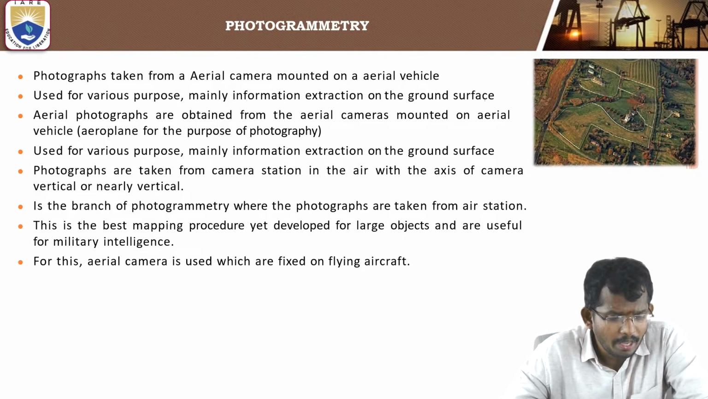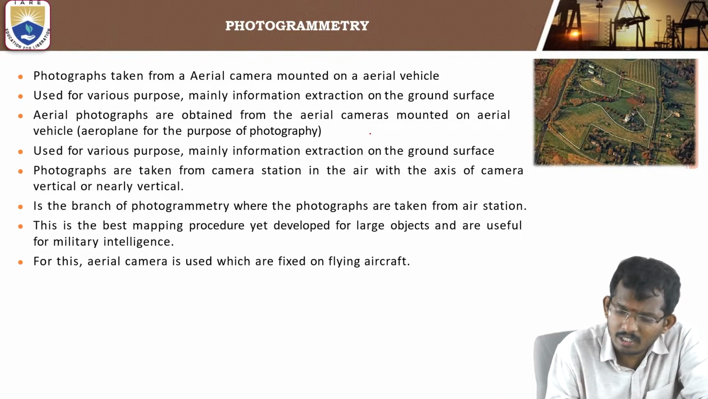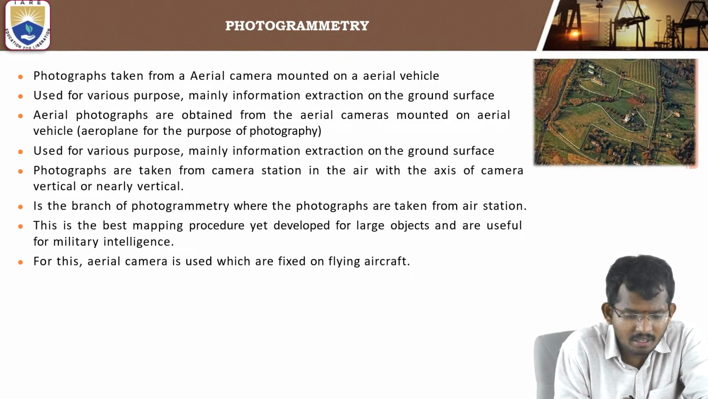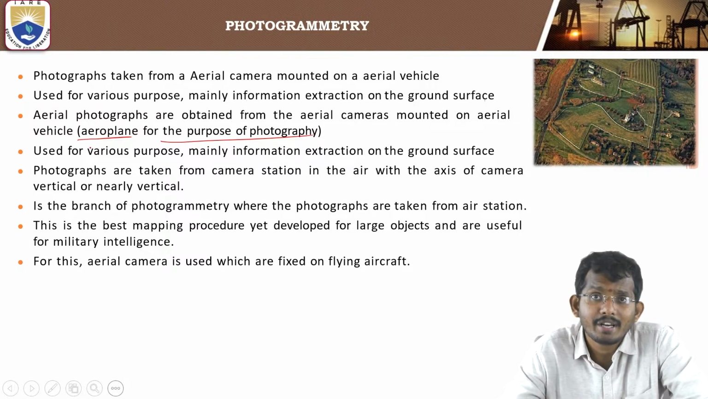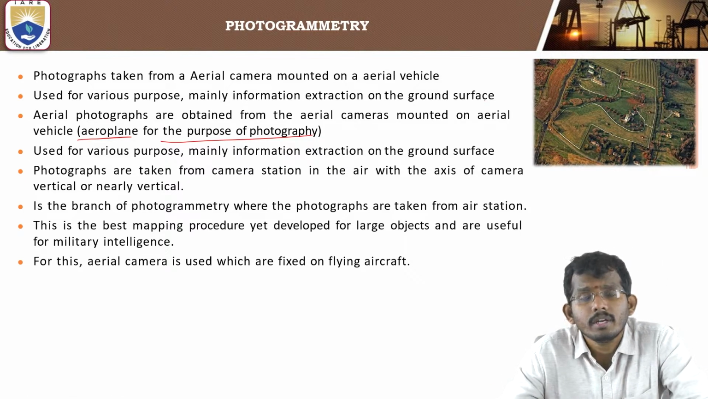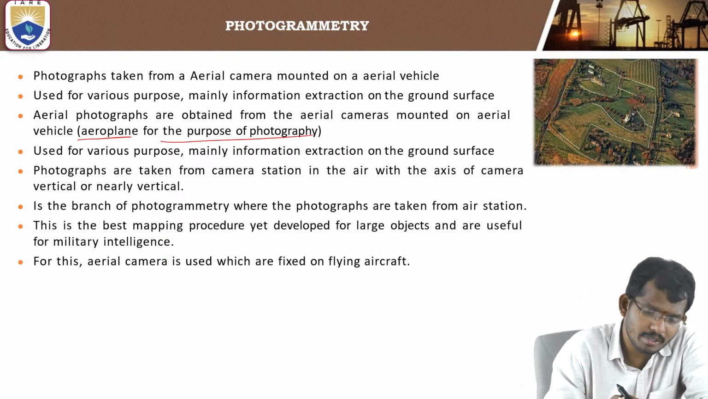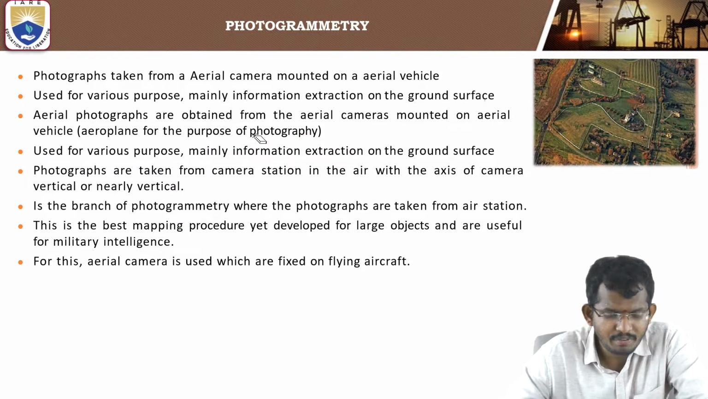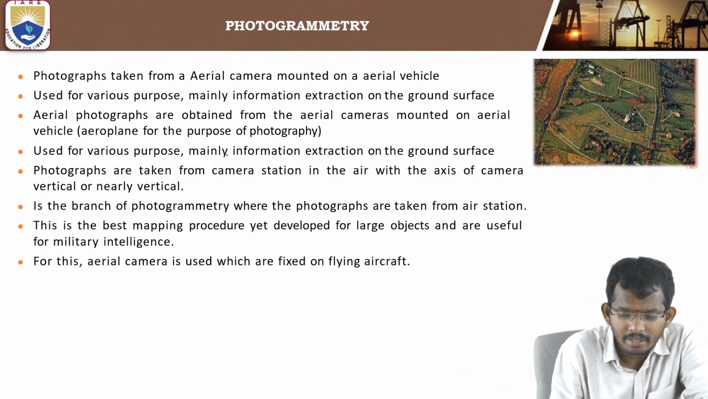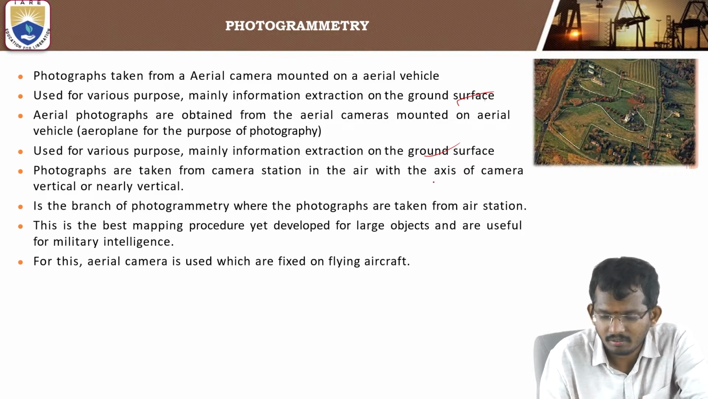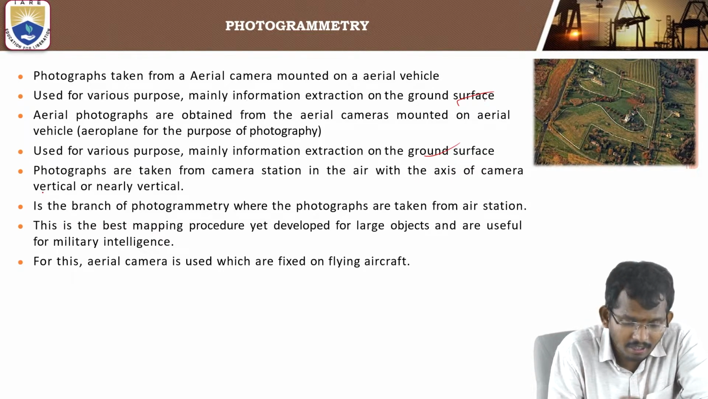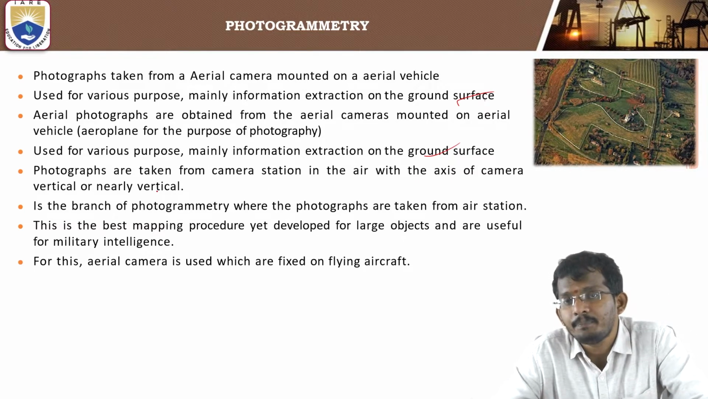Okay, aerial photographs are obtained from aerial cameras mounted on airborne vehicles like aeroplanes for the purpose of photogrammetry. Or we can use parachutes, we can use balloons, we can use a helicopter. Various airborne vehicles are there, not only aeroplanes, used for various purposes, mainly information extraction on the ground surface. These both are the same point. Photographs are taken from camera stations in air with the axis of camera held vertically or nearly vertical.